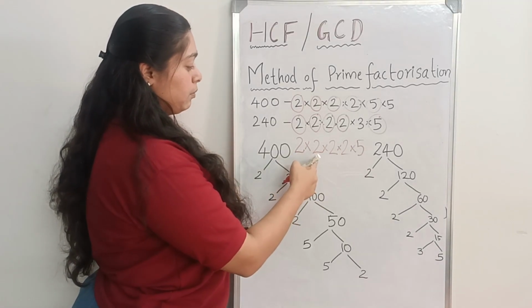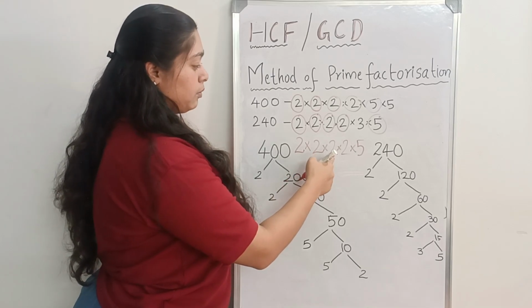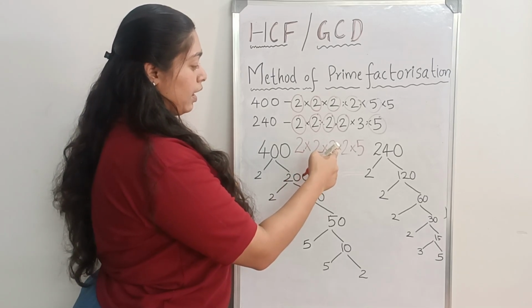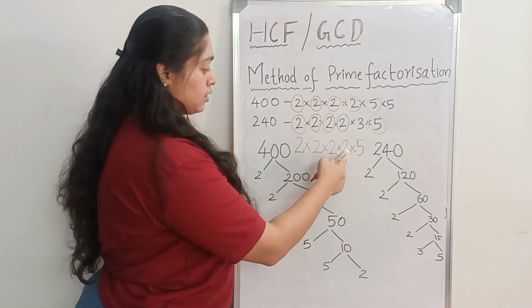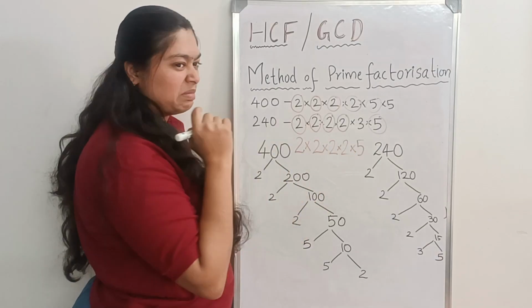2 multiplied by 2 is 4. 4 multiplied by 2 is 8. And 8 multiplied by 2 is 16. And 16 multiplied by 5 is 80.